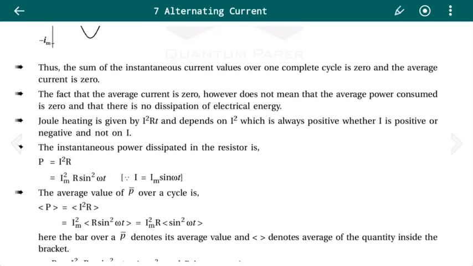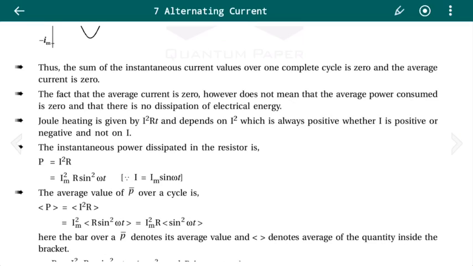Joule heating is given by I square R T and depends on I square, which is always positive, whether I is positive or negative, and not on I, right? So the I value means the value of the current in the positive direction or the value of the current in the negative direction. But when we take the square of this current value, then its value will always be positive.